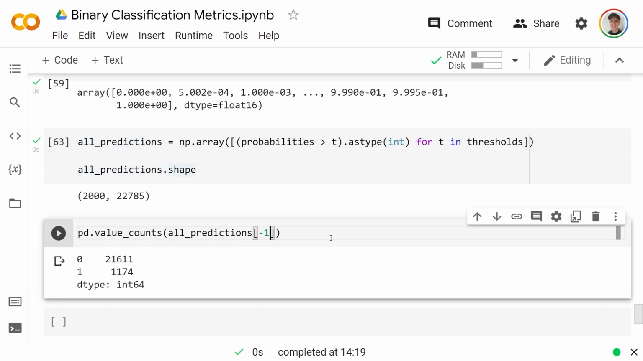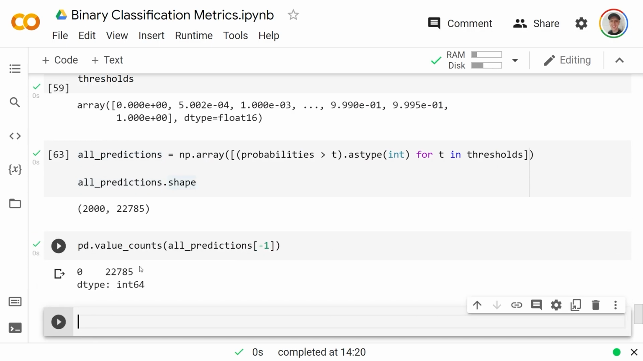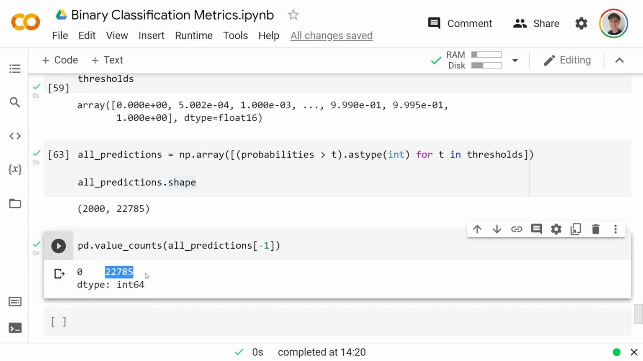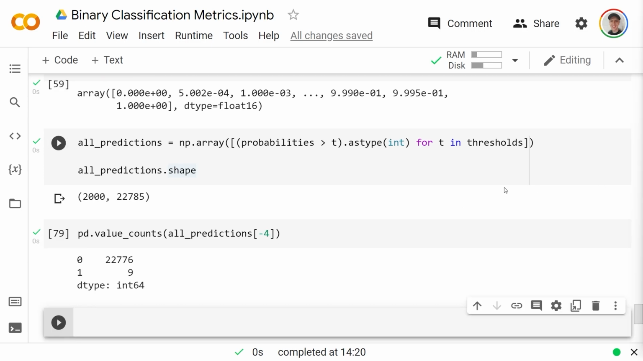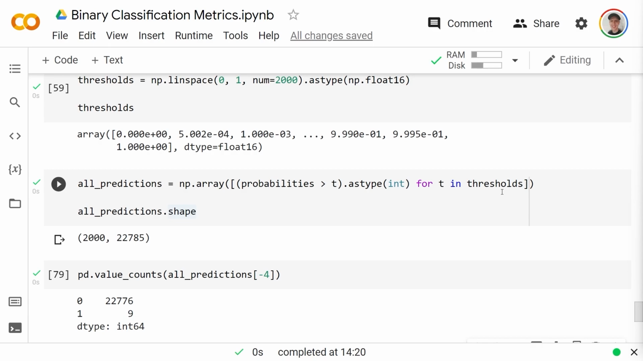-1 means given the final threshold, which is just 1. This is the other extreme. All of them are going to be not fraud because we're giving it no chance to be predicted anything other than not fraud.